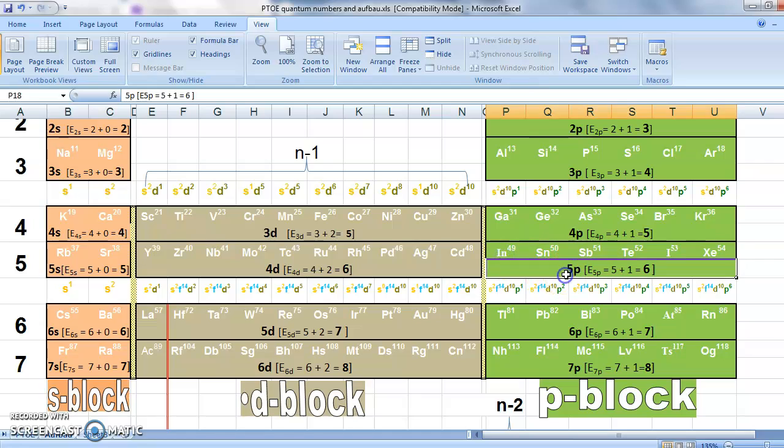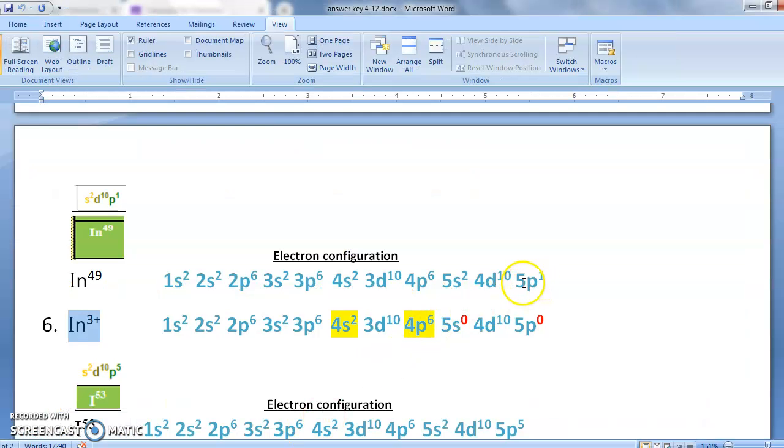It's the first element in the 5p. So before we do indium, we know it should end in 5p1. Before we even try to make it an ion, we know it should end in 5p1. So what I usually like to do is do indium, atomic number 49, by itself. It should end in a 5p1.